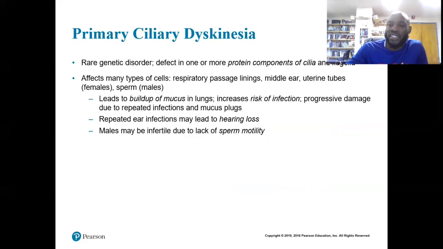And this is the disease that my daughter has, I mentioned. A rare genetic disorder, a defect in one or more protein components of cilia and flagella. It affects the respiratory passages, middle ear, and uterine tubes. It can lead to a buildup of mucus in the lungs. She has an increased risk of infection. Primary ciliary dyskinesia.